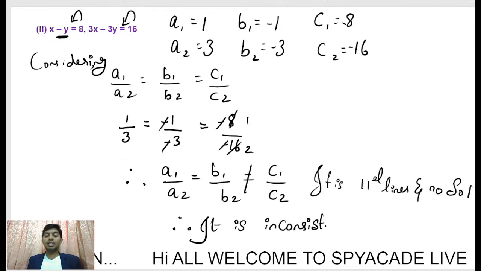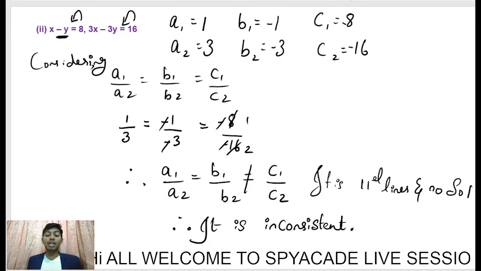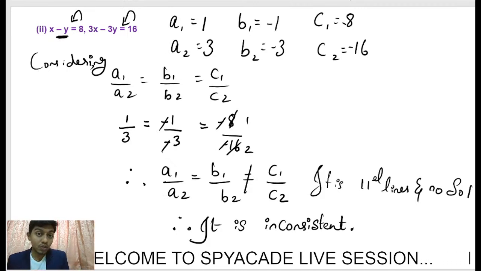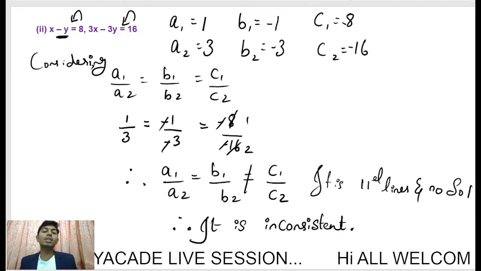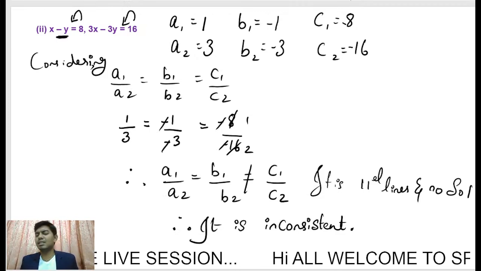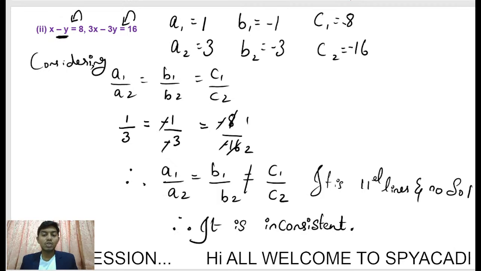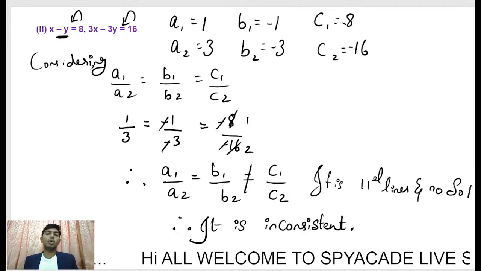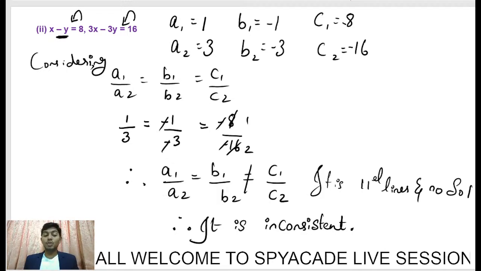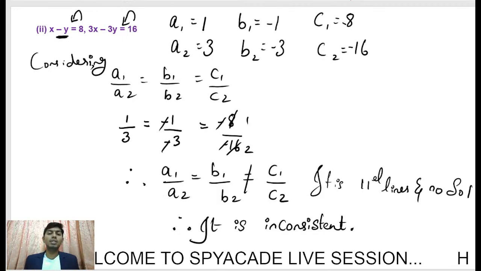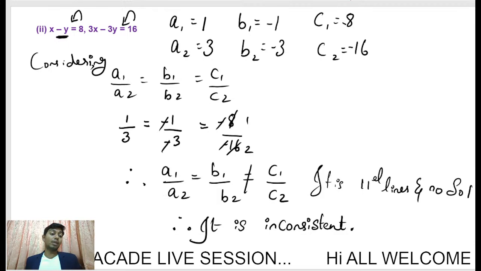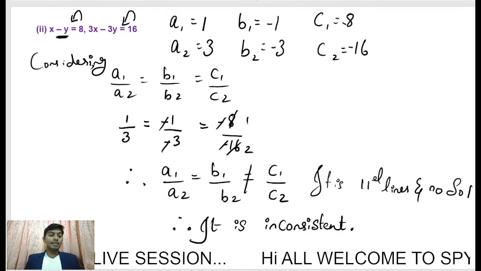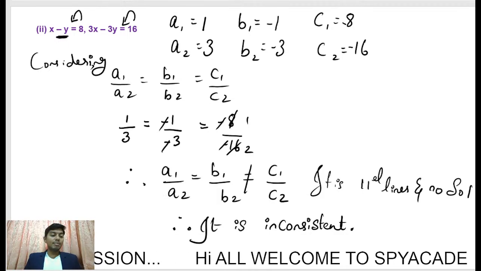Okay, it is inconsistent. Please be very clear. Whenever you get no solution, then it is inconsistent. But other than that, whenever you get some solution, whether it is infinitely many solutions or a unique solution, that will be consistent. You have to understand that, because many times we get such questions for 1 mark, and we get confused whether it is consistent or inconsistent. So let's move on to the next part.